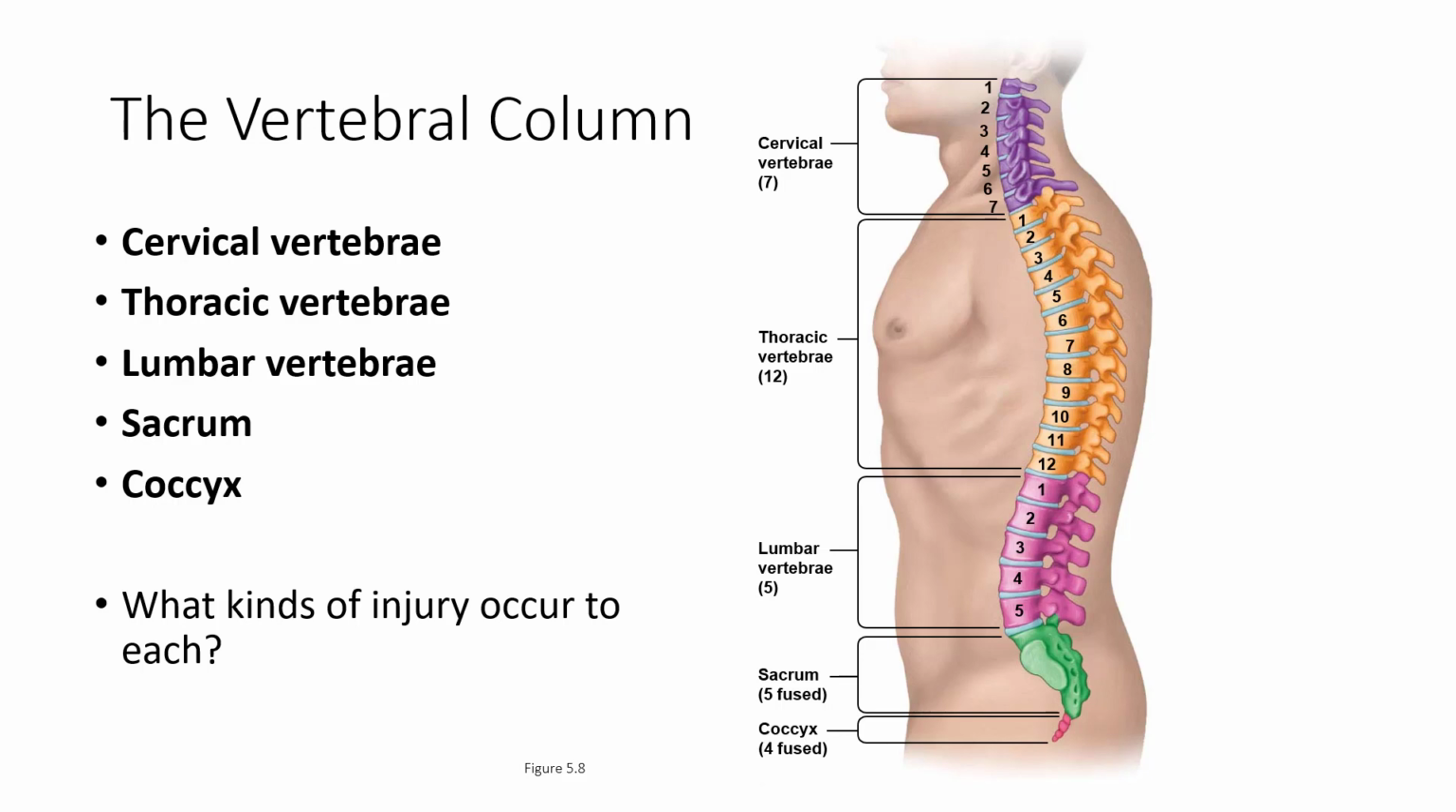What type of injury would occur if you tried to lift something by bending your body forward and then pulling it directly up? Where would you hurt yourself on the vertebral column?